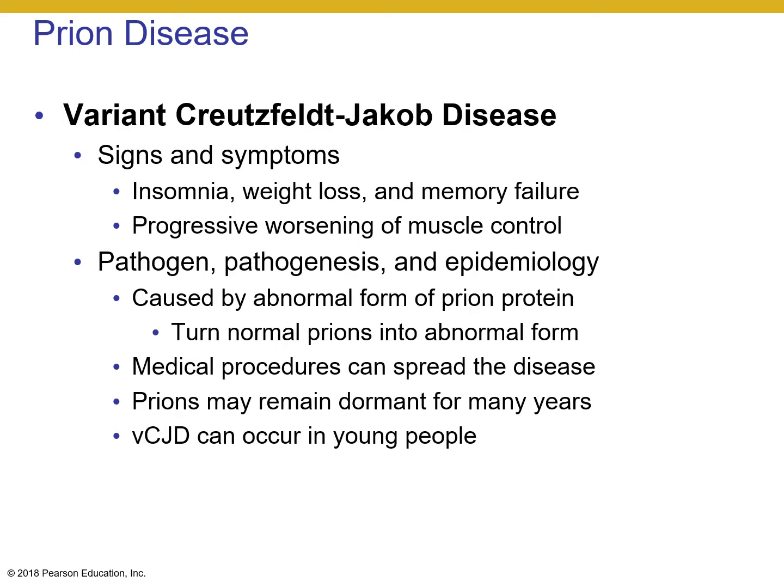One of the diseases is called variant Creutzfeldt-Jakob disease, and we see that people who have this have insomnia, weight loss, memory failure, and then they start losing control over their voluntary muscles. It is caused, of course, by the abnormal form of the prion protein. It's called vCJD. That's the name of the disease, and that's the name of the prion. And it can occur in anybody.